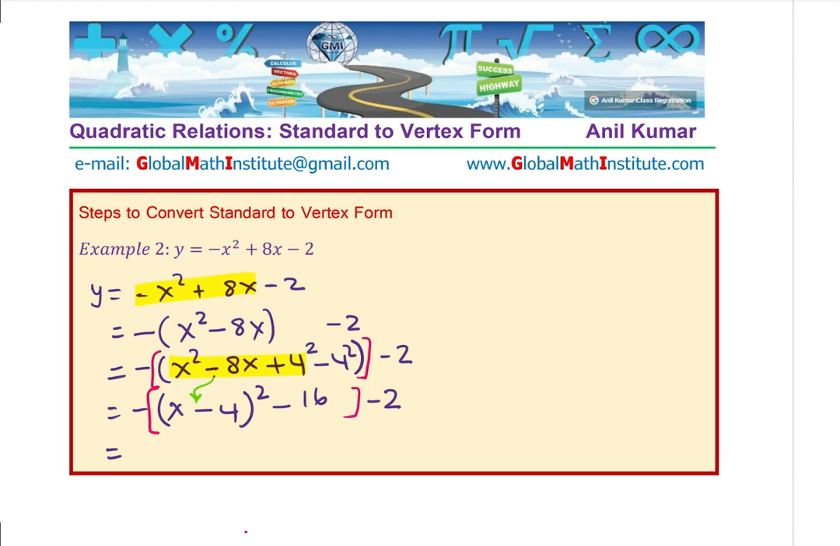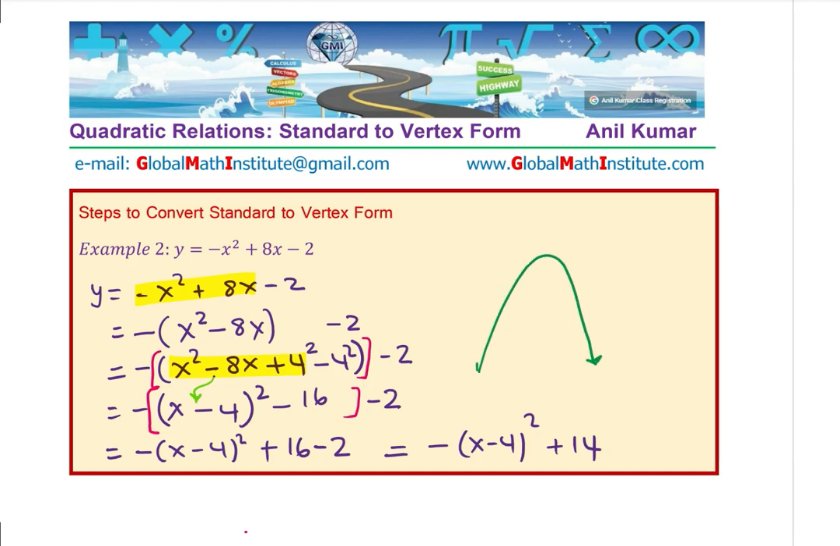So what we have done at this stage is form a perfect square for this trinomial, and now we'll open the bracket. So we have minus (x minus 4) whole square, and that minus times minus is plus 16 minus 2. So this gives you the vertex form combining the last two terms. We get minus (x minus 4) whole square plus 14, correct? 16 minus 2. So we get a parabola this time which opens down.